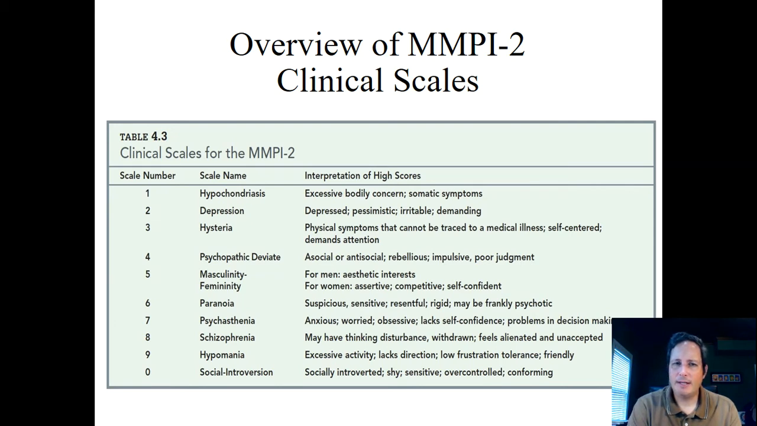Masculinity and femininity, paranoia, psychasthenia, which is more the anxious, worried aspect, schizophrenia with your disturbed thinking, hypomania, and then social introversion. So those are all the details.